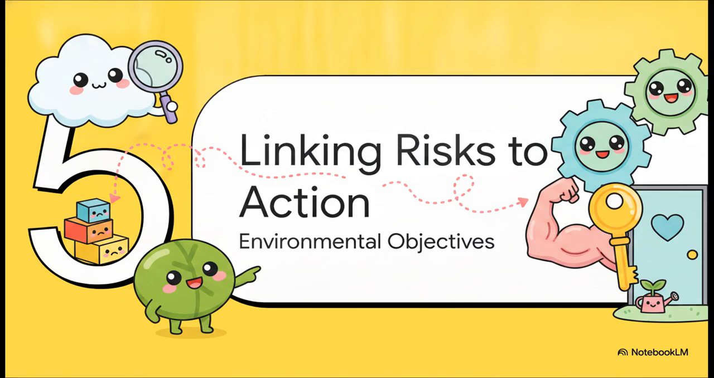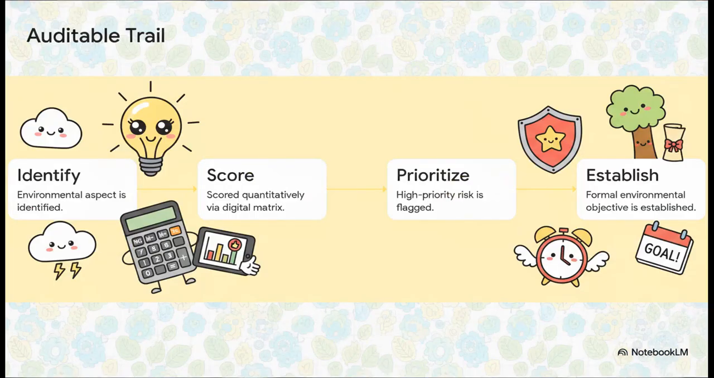Finally, we wrap up with Section 5, linking risks to action. Because, let's be real, identifying and scoring these risks is pretty much useless if it doesn't trigger a change in the real world. Here's the exact auditable trail that proves your EMS actually works. Step 1, an aspect, let's say energy consumption, is identified. Step 2, it gets scored by our digital matrix. Step 3, the matrix flags it as a high priority risk. And Step 4, this instantly triggers the establishment of a formal environmental objective. So that high score for energy consumption automatically mandates a targeted objective to, say, reduce electricity use by 12% over 2 years. The data directly dictates the action.